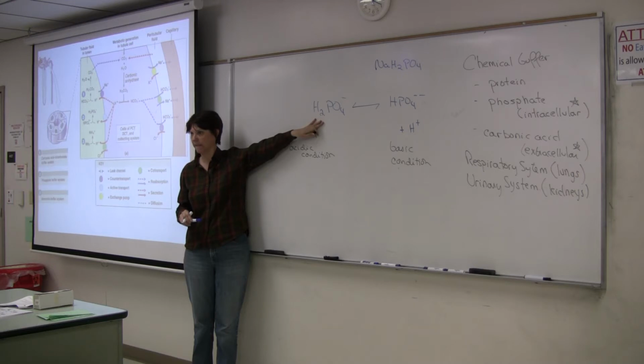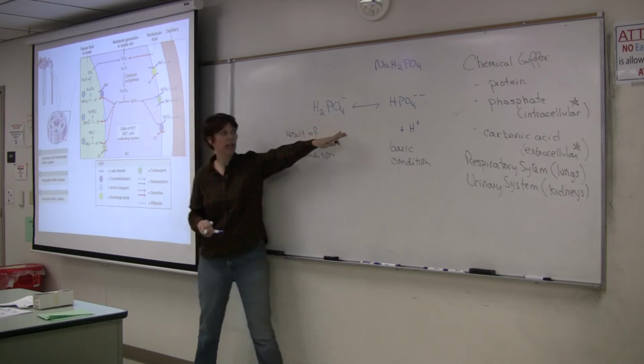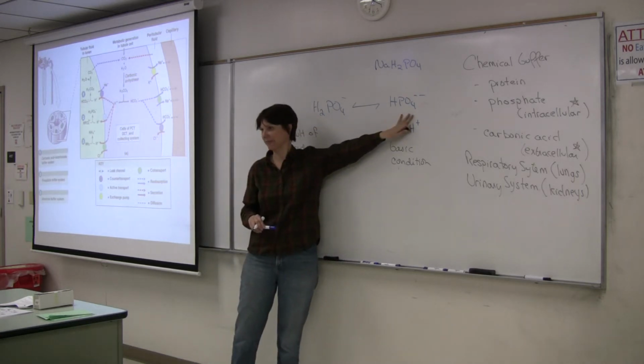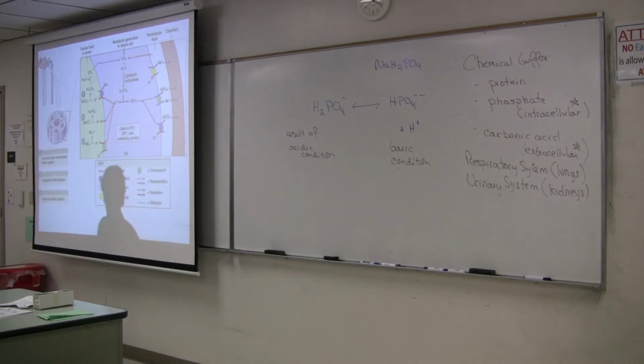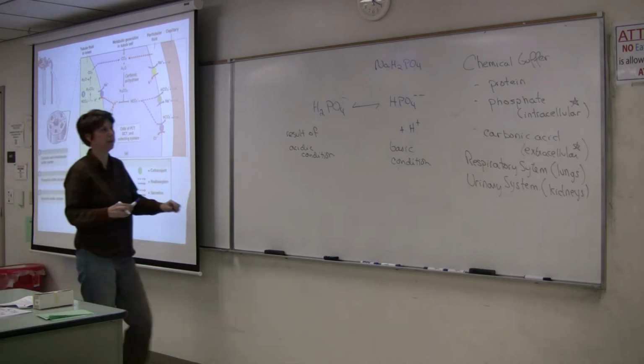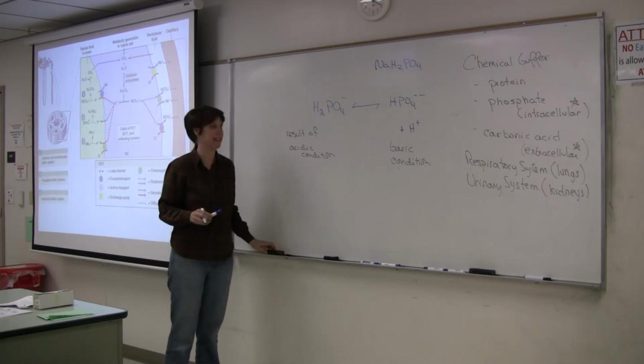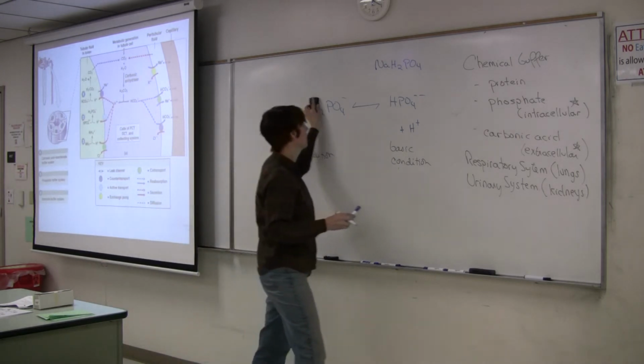Okay? So here we're adding a hydrogen, here we've lost a hydrogen. Okay? So again, if the molecule has the extra hydrogen, it's buffering an acid. If the molecule doesn't have the extra hydrogen, it's buffering a basic condition. Whatever we need to do to adjust the pH. Right? And then I'll put on the board, you're already familiar with the carbonic acid, but I'll put it on the board anyway.